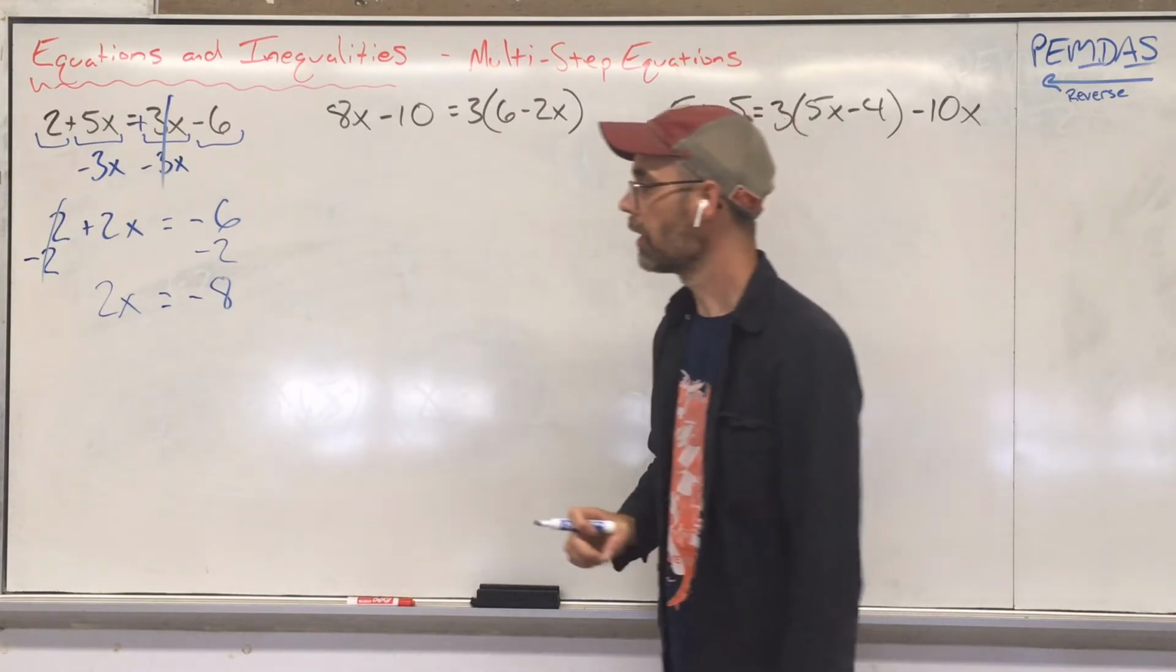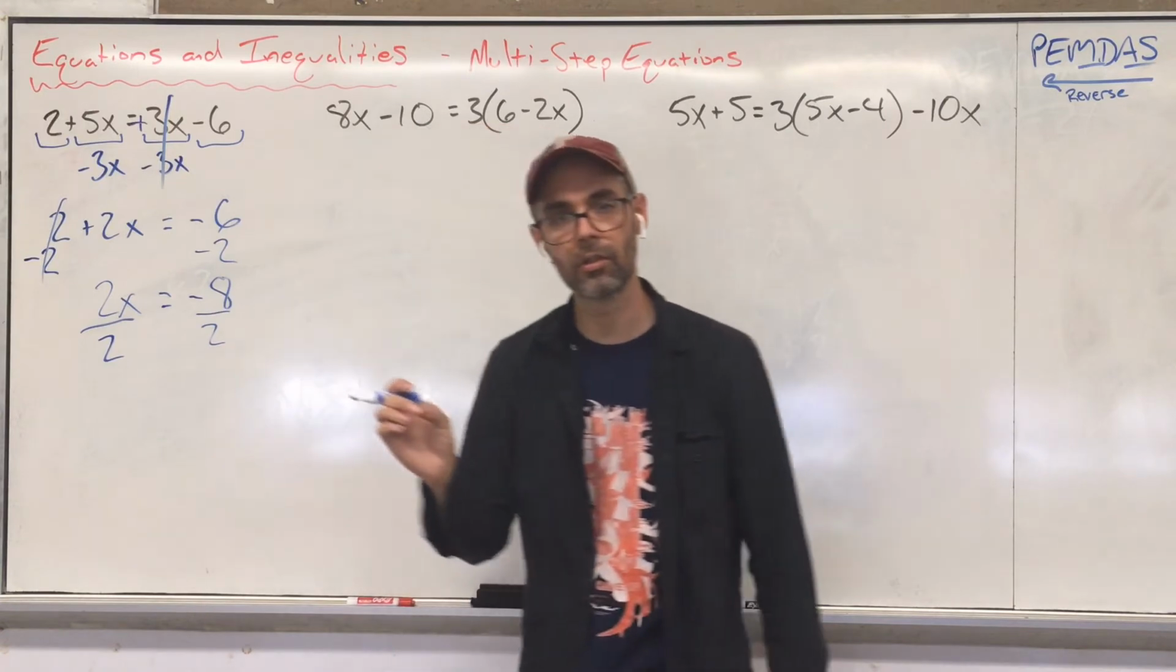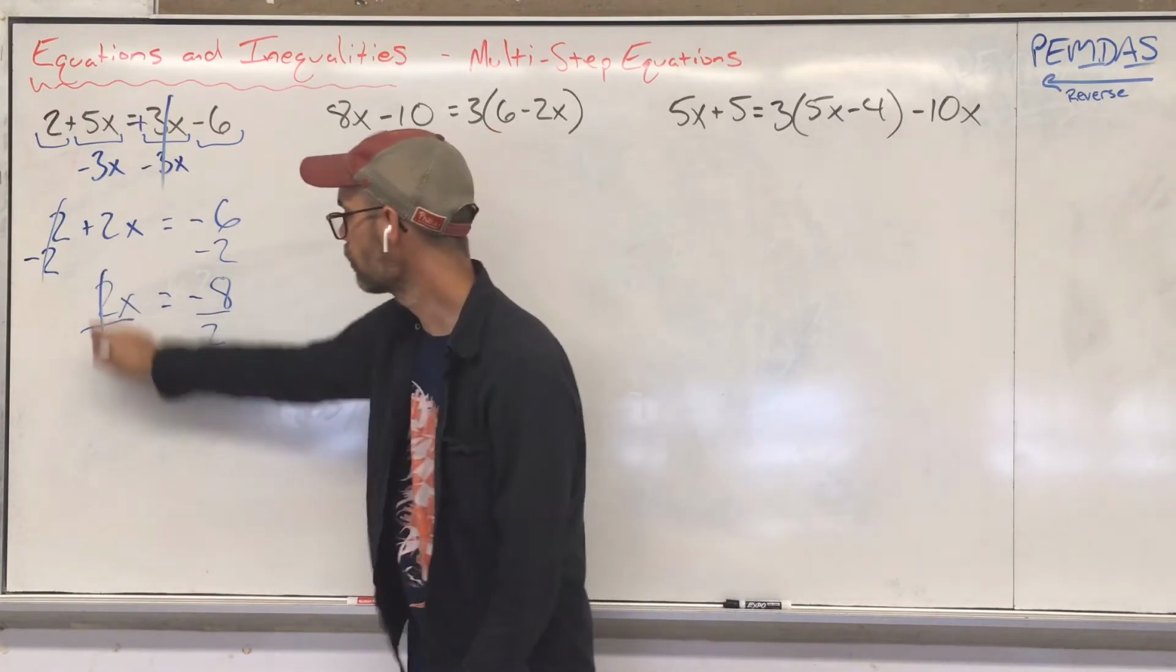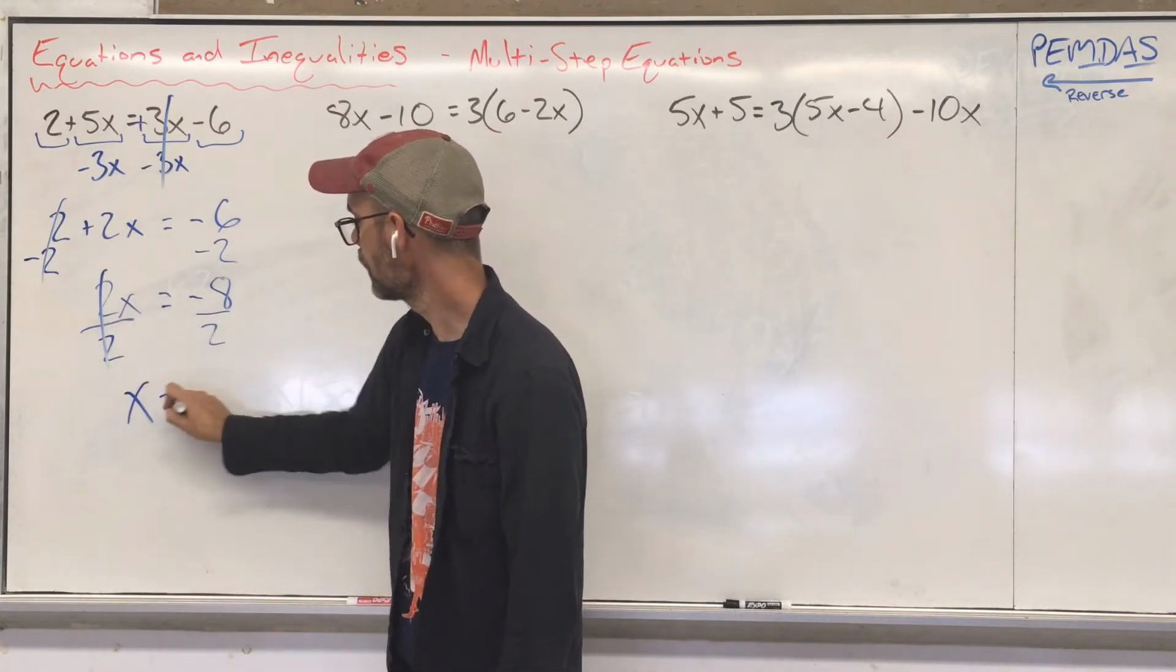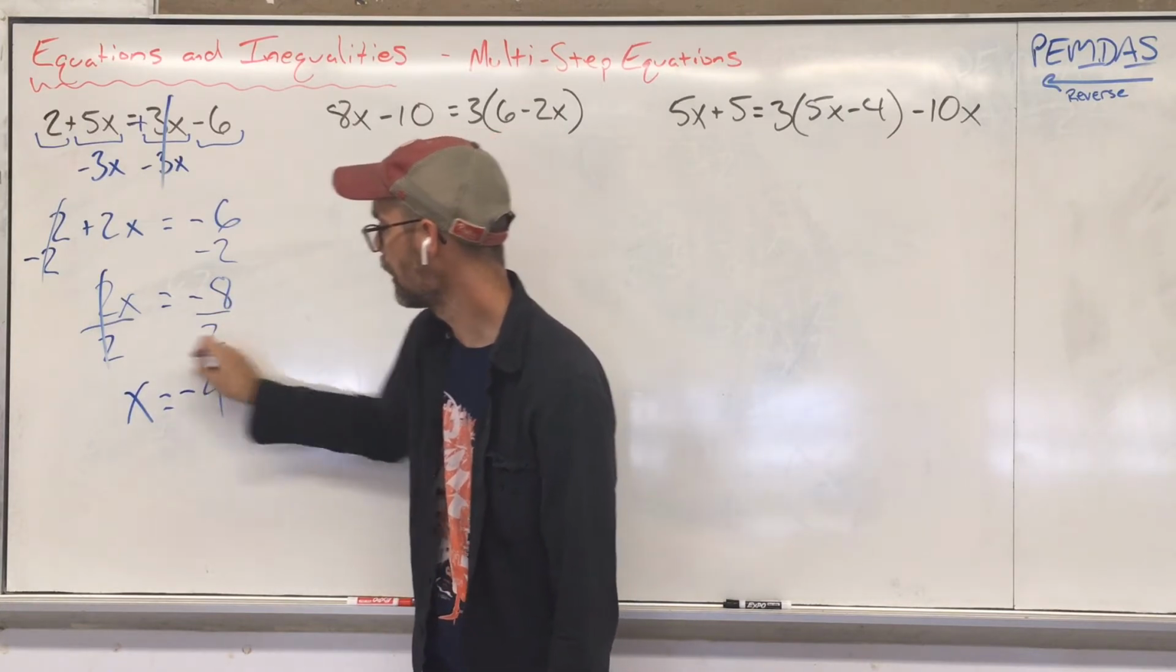The inverse, or the opposite of multiplication, is division. We want to divide by the number that's stuck next to the variable. 2 and 2, goodbye. X equals 8 divided by 2 is 4. Negative and positive, negative.